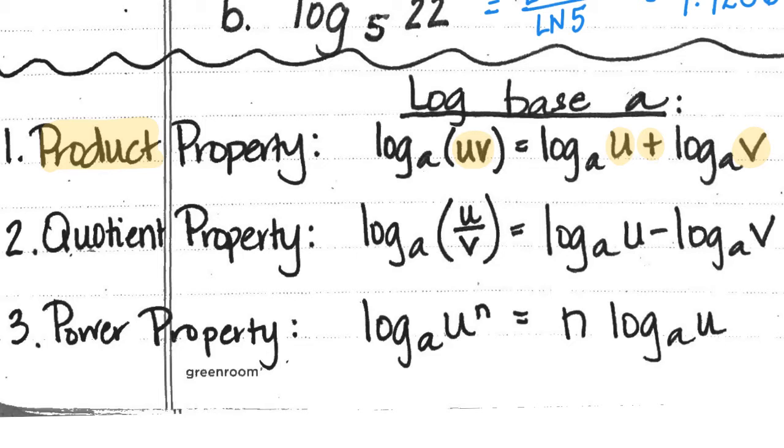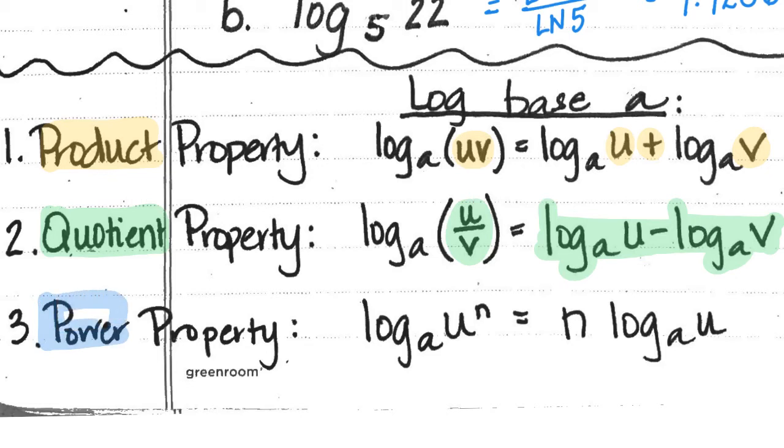The next property is the quotient property. Again, logs are just exponents. What do I do when I divide by exponents? I subtract. Log base a of u over v is equal to log base a of u minus log base a of v. So notice again, it's the same thing as what you would do with exponents with the exponential properties, but we are working with logarithms because we know that logarithms are just exponents.